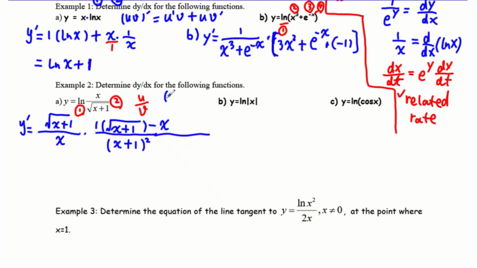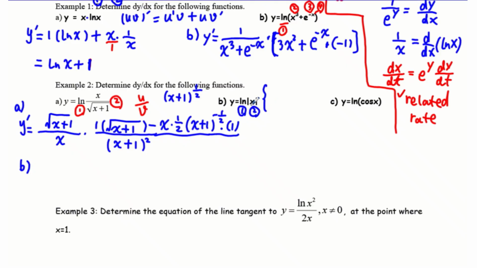Square root we could think of as x plus 1 to the power 1 over 2. So do the degree to the front, then degree minus 1. Then the derivative of x is 1. Then it's done. You don't have to simplify it, okay? You don't need to. And then this one, we have 1, 2.